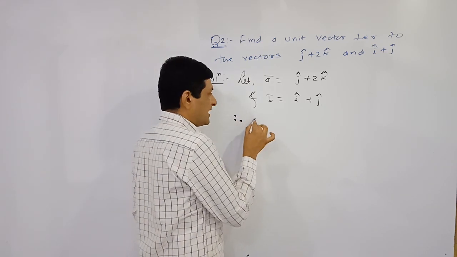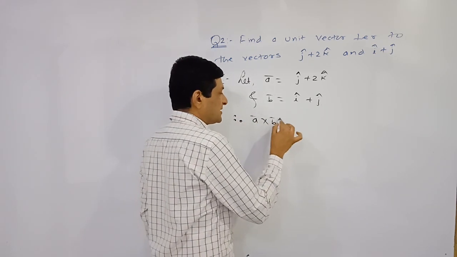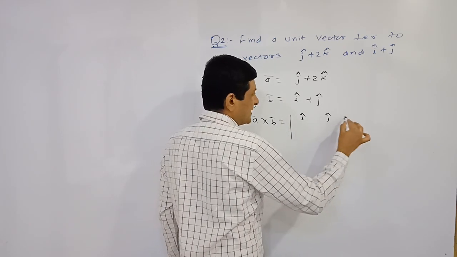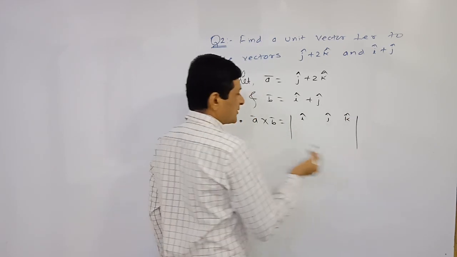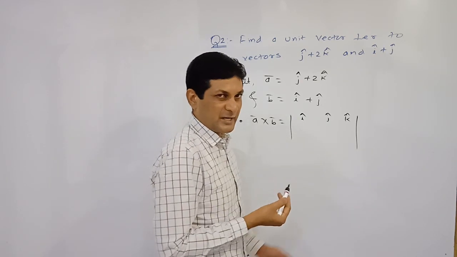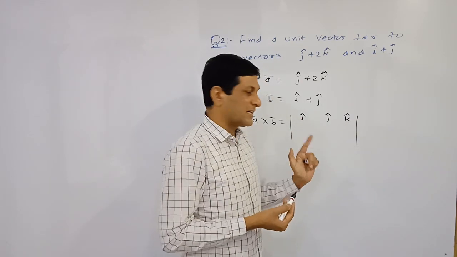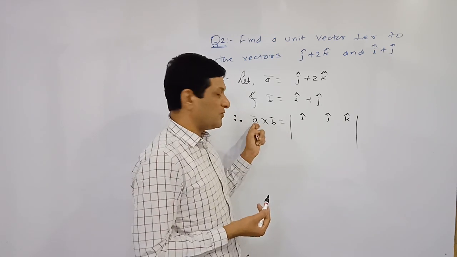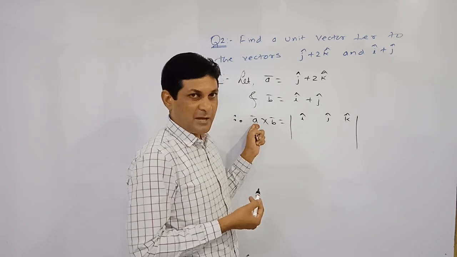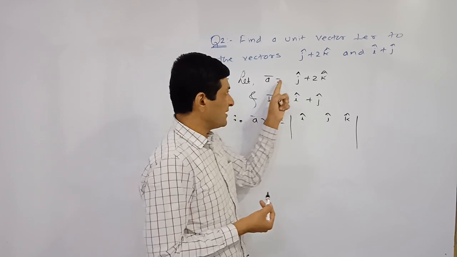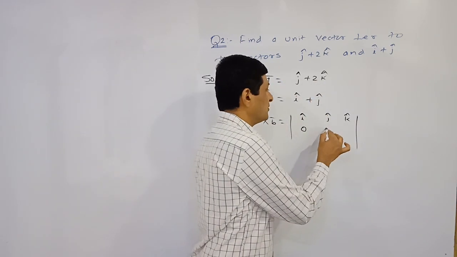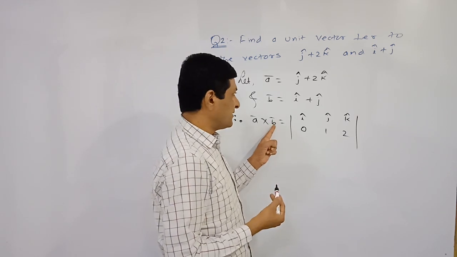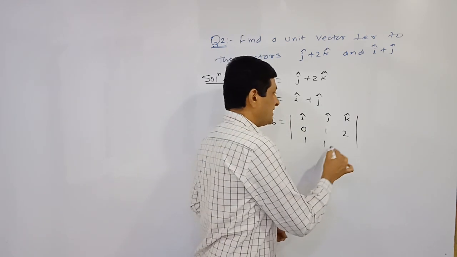So A bar cross B bar is equal to, in the first row, already we know that if vectors are in Cartesian form, at that time the cross product can be found using a determinant. In the first row write down the basic vectors i, j, k. Then in the second row, write down the coefficients of i cap, j cap, k cap from which vector? A bar. Here its coefficients are 0, 1, 2. And in the third row write down the coefficients from the second vector, that is 1, 1, 0.